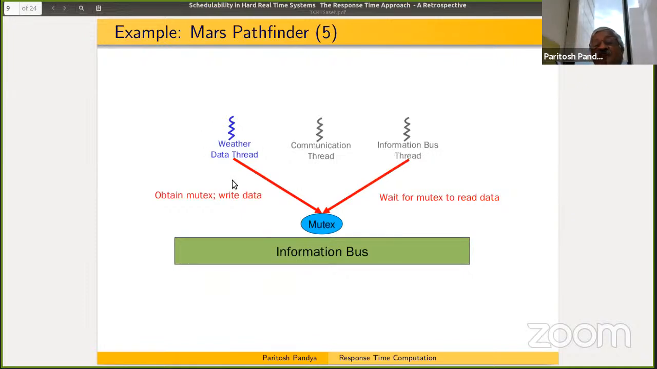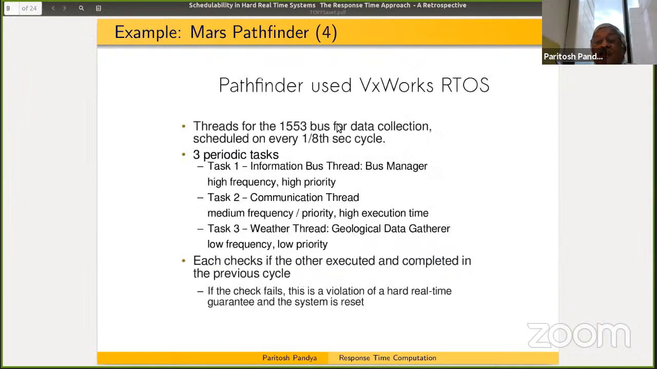Now, the information bus and the weather thread communicated with each other. I mean, they shared common data. Some data would be passed on by the weather thread to the information bus, and the information bus would be giving acknowledgements and things like that, while the communication thread worked on its own. Okay. So basically, we had three periodic tasks. The information bus thread, which was the bus manager, worked at high frequency with high priority. It had to finish its activity very fast. So it was given very high priority, and it worked at high frequency.